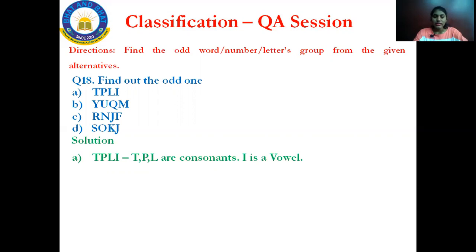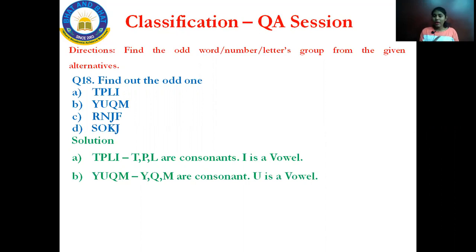Let me solve this. See, T, P, L. These are all called consonants. And I is a vowel. What are vowels? A, E, I, O, U. I is a vowel. And then Y, U, Q, M. Y, Q, M are consonants. U is a vowel. A, E, I, O, U.